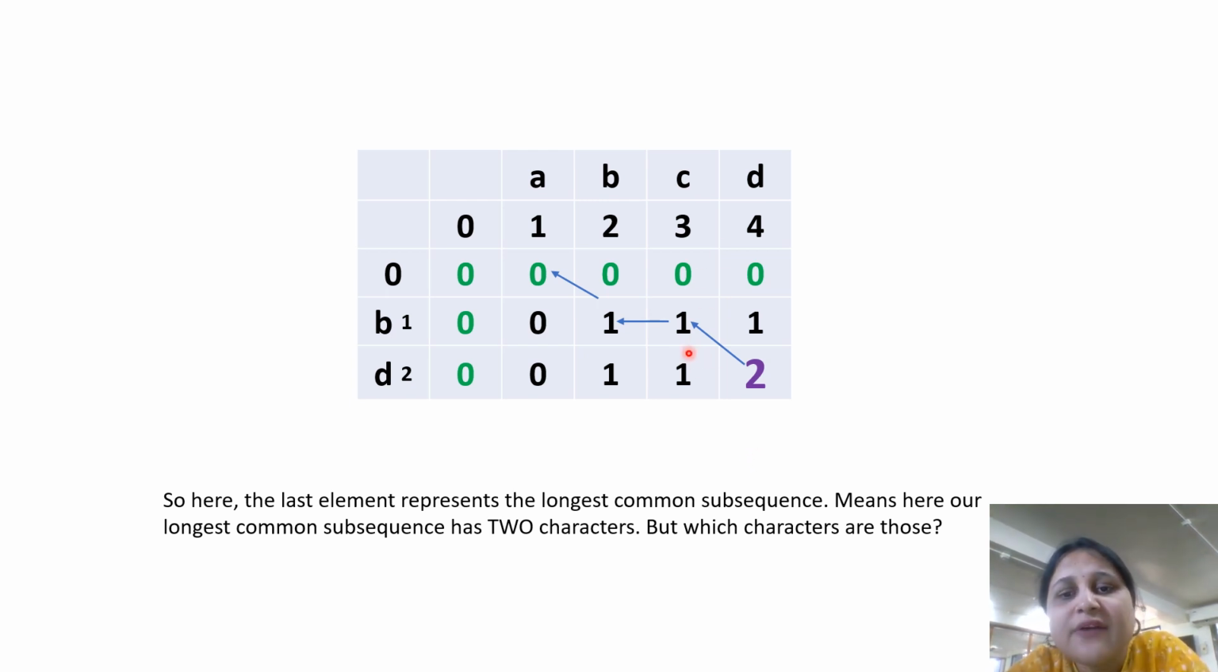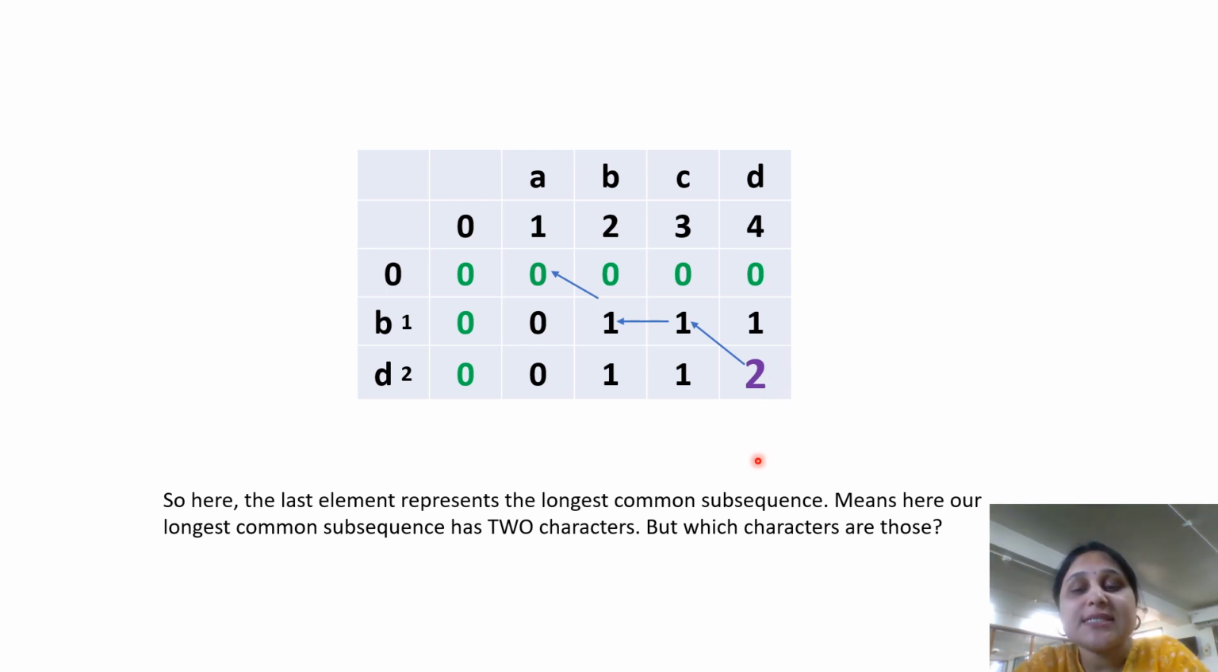Okay. Now how did we get this one? We got this one from here. See, as C and B are not matching, we have simply taken the bigger element of the previous column, 1 here. How did we get it? Yes, by simply taking the maximum of the previous row or previous column, whichever is max. So this is not a diagonal arrow, which means C is not part of our longest common subsequence. So till now we have got the first character, D.